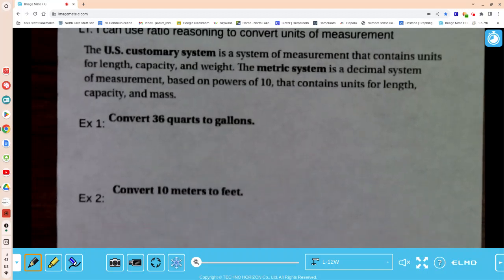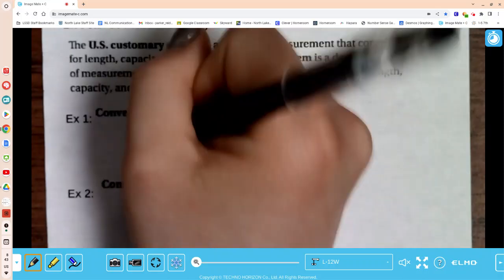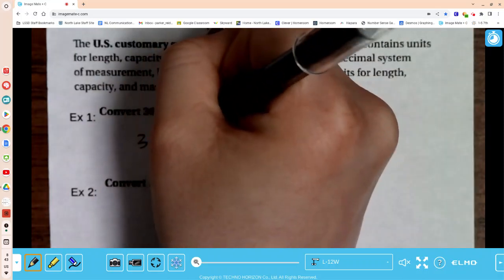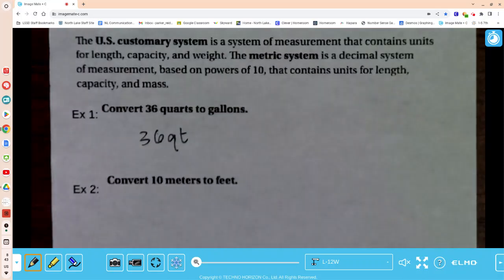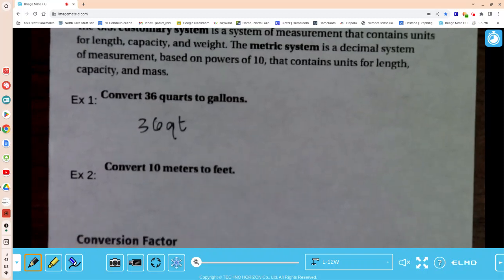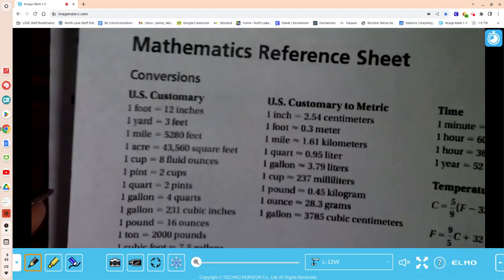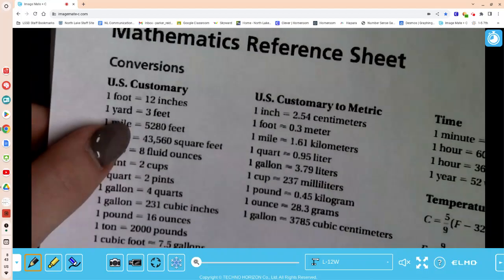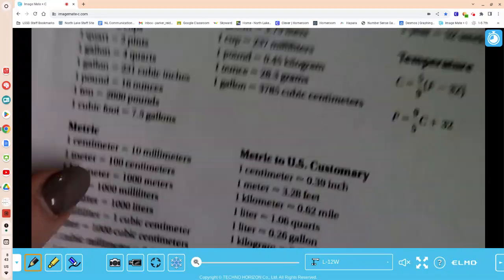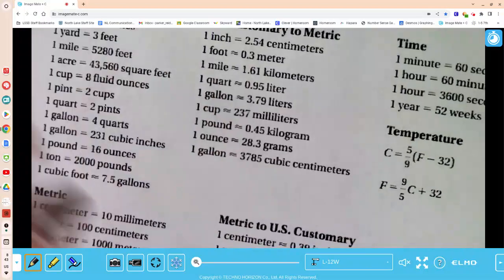So first one says convert 36 quarts to gallons. So 36 quarts is what I'm working with. QT is how we abbreviate quarts. And the way I'm going to convert this is by using something called a conversion factor, and that is what is on this other paper that you've been given. So here is a ton of conversion factors, ones within the customary system, within the metric system, and then between the two systems as well.